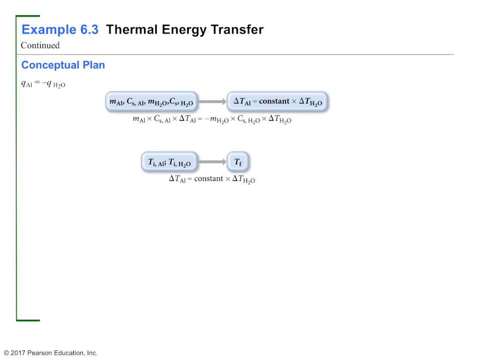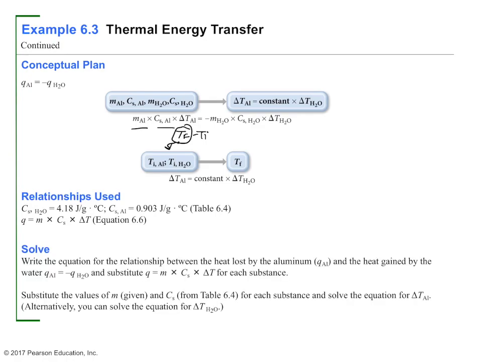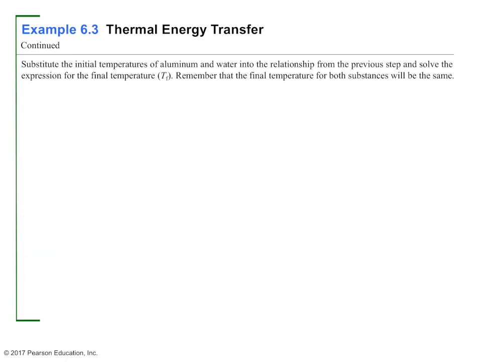Okay, so here we're going to use that formula. We got the mass of aluminum, specific heat of aluminum. Now remember that change in temperature means the final temperature minus the initial. So what we're trying to find is this final temperature, and it's going to be the same because they're both at thermal equilibrium. So the specific heat of water is 4.18 joules per gram degree Celsius, and the specific heat of aluminum is 0.903 joules per gram degree Celsius. Okay, and so we solve for that.